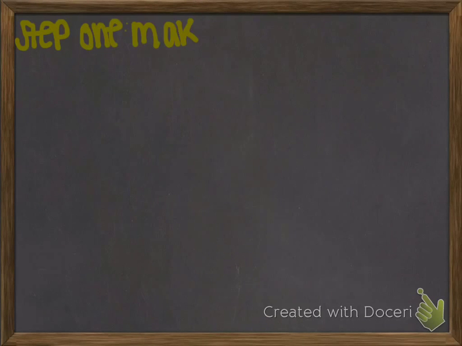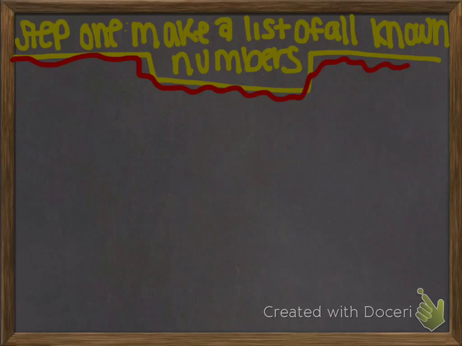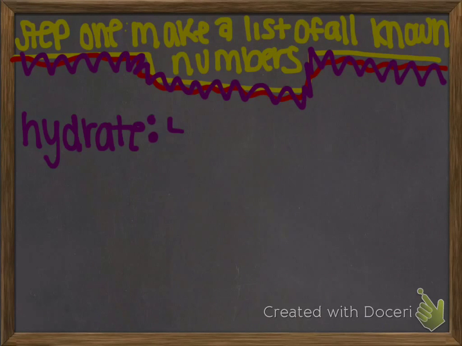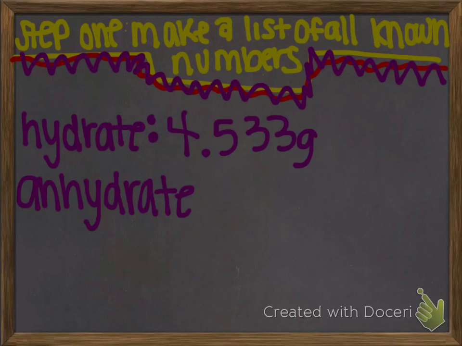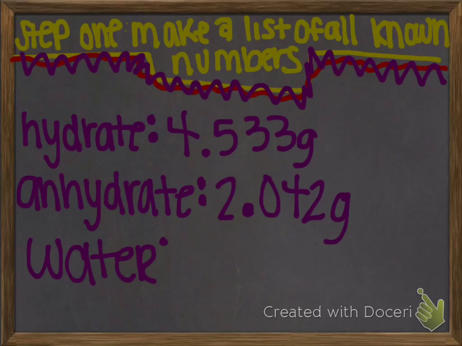The first step to solving this problem is to make a list of all known numbers. So, you got from the problem that your hydrate equals 4.533 grams, the anhydrate equals 2.042 grams, and the water is what we're trying to find.